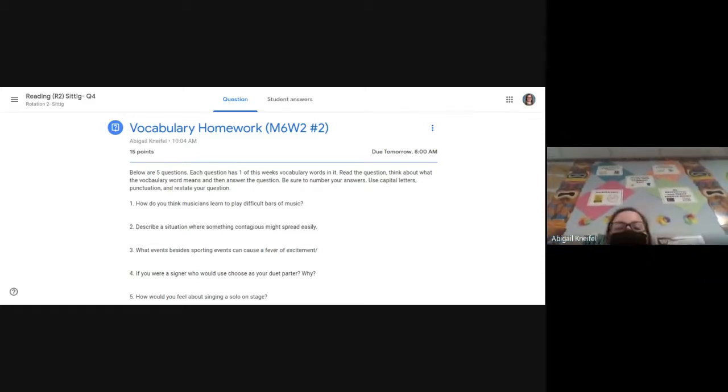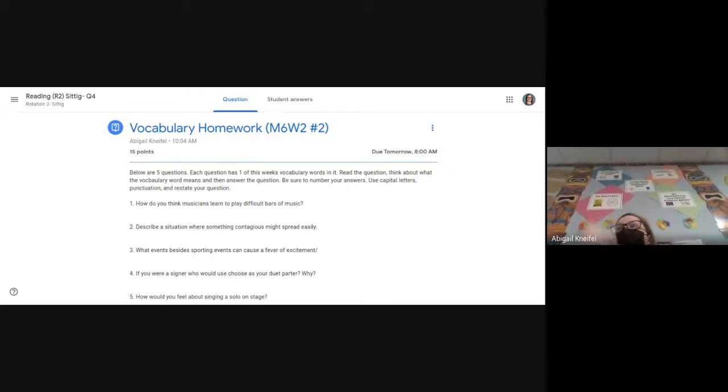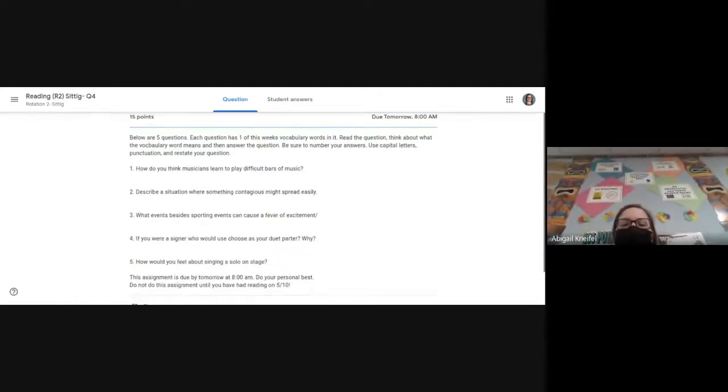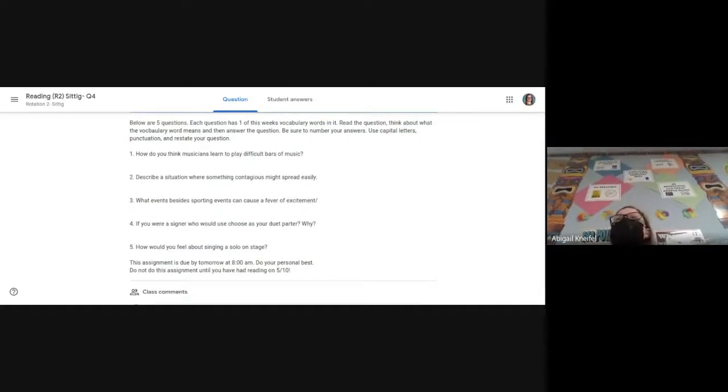Number 1, how do you think musicians learn to play difficult bars of music? Well, if Mrs. Kneifel was answering this, I think musicians learn to play difficult bars of music by practicing. Period. So I just gave you answer 1. Number 2, describe a situation where something contagious might spread easily. So that could be at a concert, maybe at school if someone has the flu, something among those.